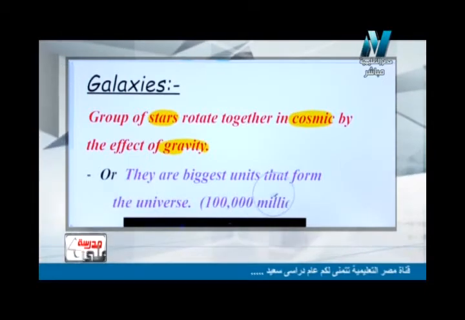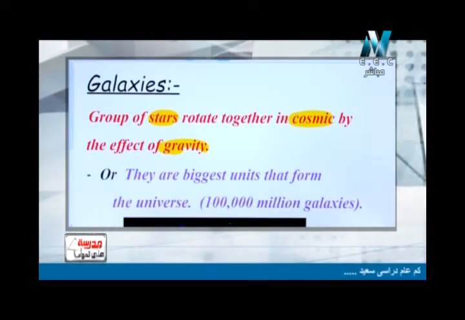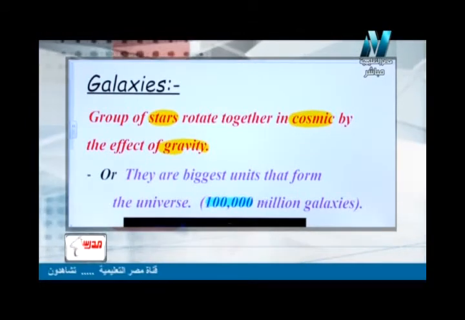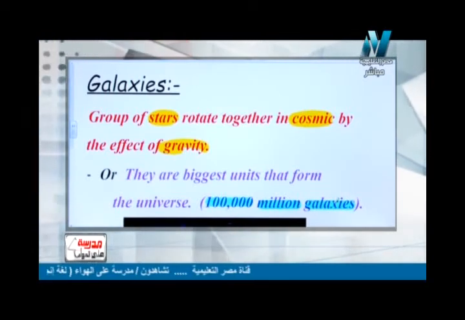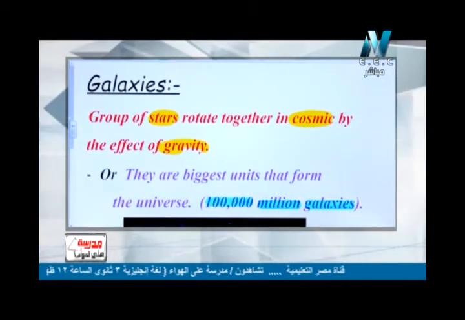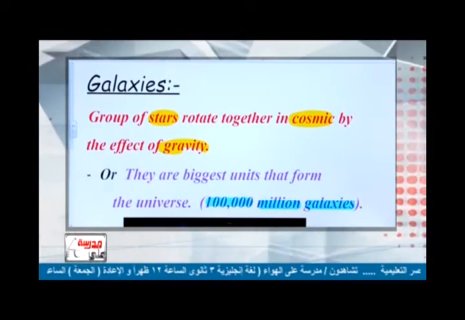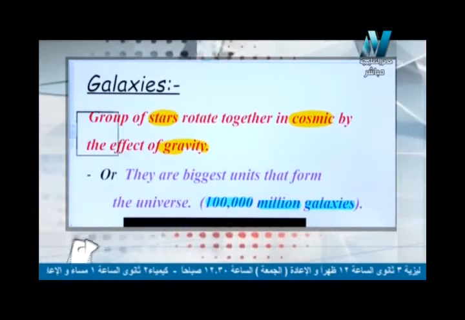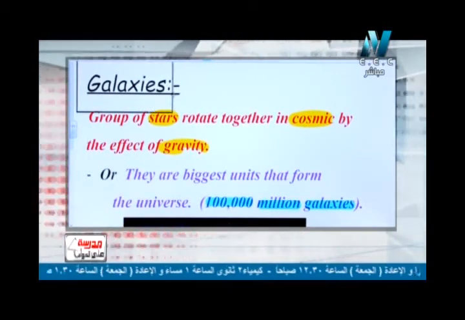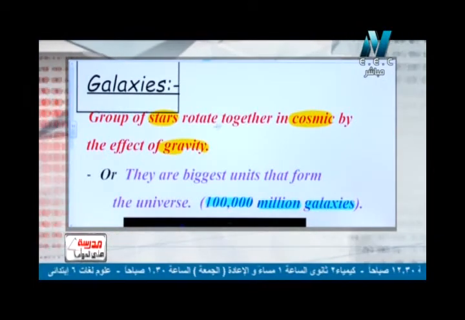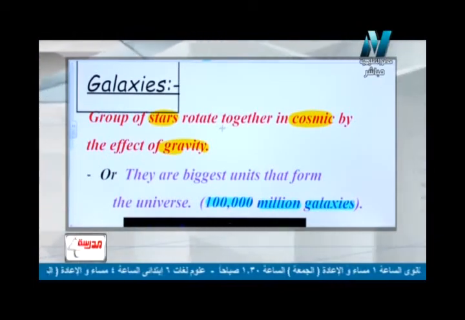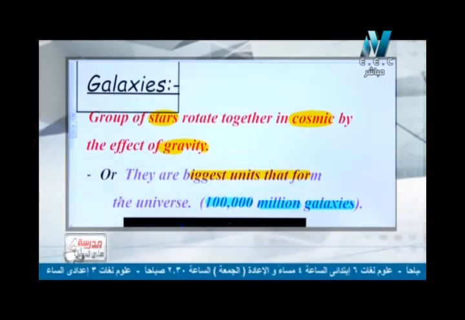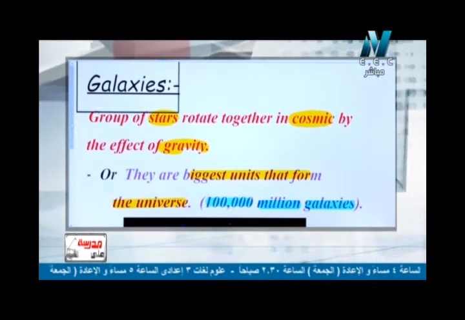the universe. We have here a number. This number is very important as we have, as you see, 100,000 million galaxies in the universe till now. So we can define galaxies in 2 ways. Number 1, أيوة هقول له group of stars. As you see here, galaxies, group of stars rotate together in cosmic by the effect of gravity. أو ممكن أقول له they are the biggest unit that form the universe. لأن فعلا the biggest unit in the universe are the galaxies.